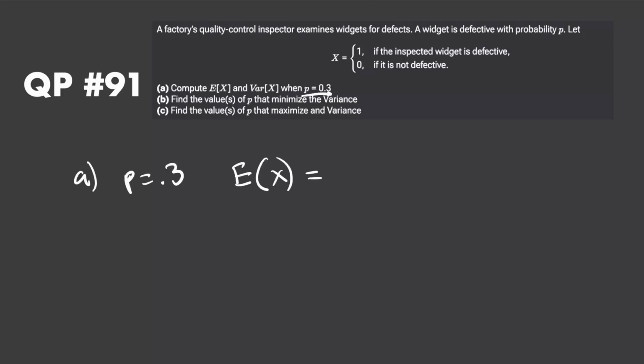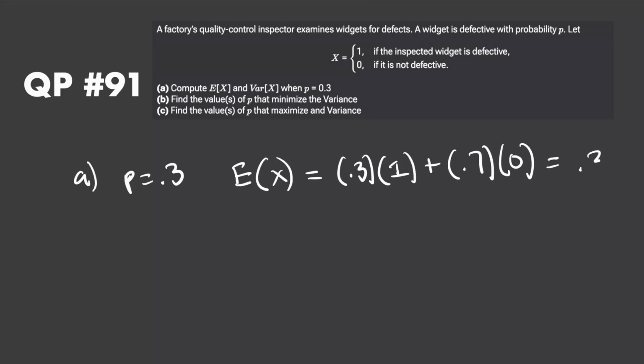We have a probability of 0.3 that there is a defect, and when there's a defect, x takes a value of 1. So 30% of the time, x will have a value of 1, and then the other 70% of the time, just 1 minus 0.3, we're going to have a non-defective widget, and in that case, x will take the value of 0. This is obviously equal to 0.3, which just means the average value of x for a given trial is going to be 0.3.